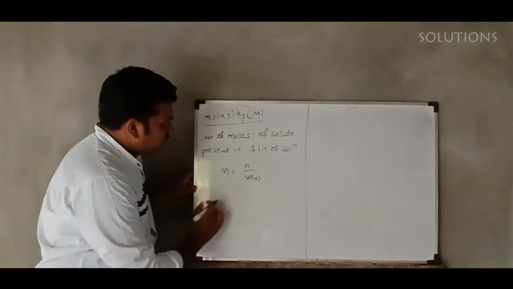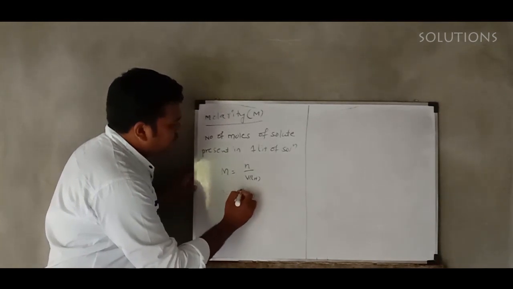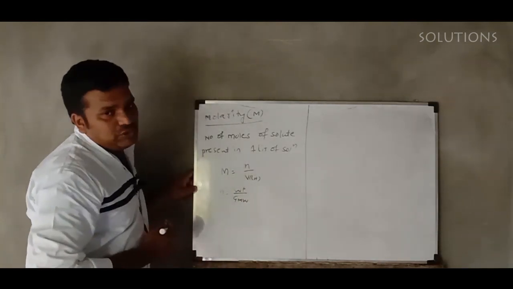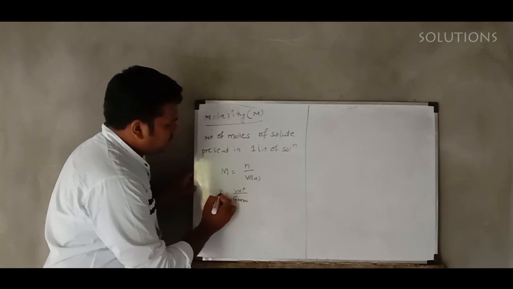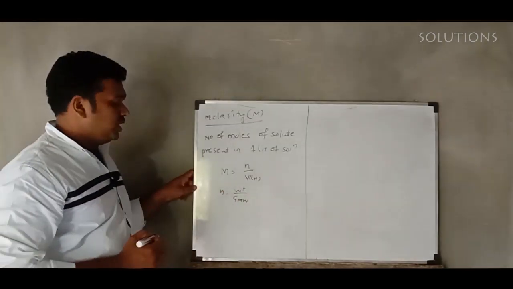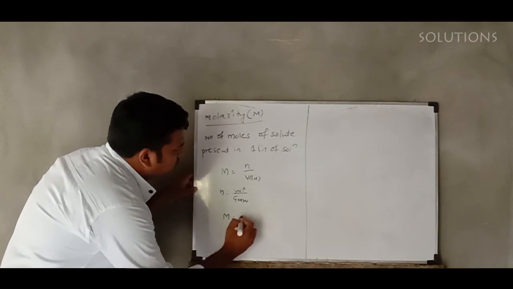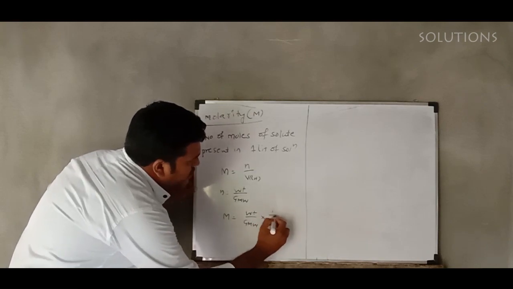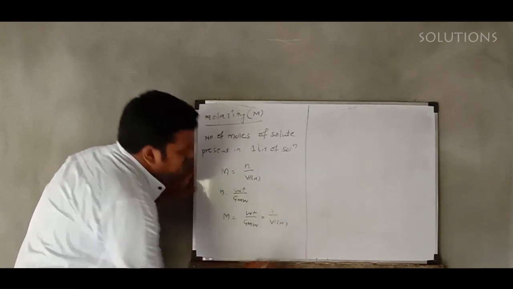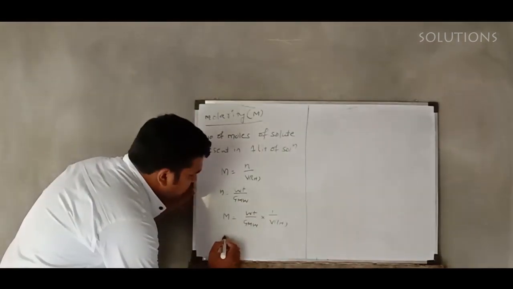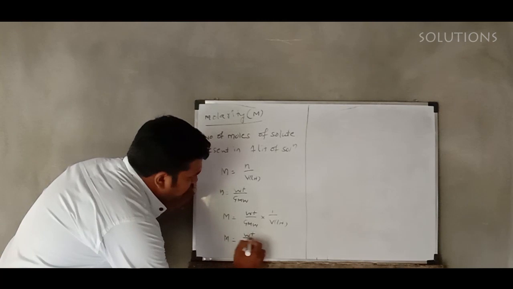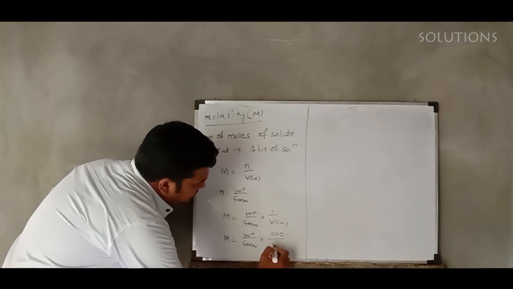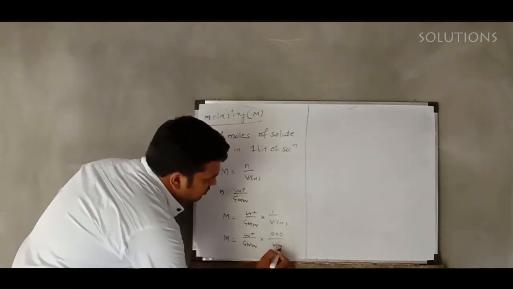But you know the number of moles formula. Number of moles N is equal to weight of the solute by gram molecular weight of the solute. From this you can write molarity M is equal to weight by gram molecular weight into 1 by V in liters. From this you can also write molarity M is equal to weight by gram molecular weight into 1000 by V in ml.